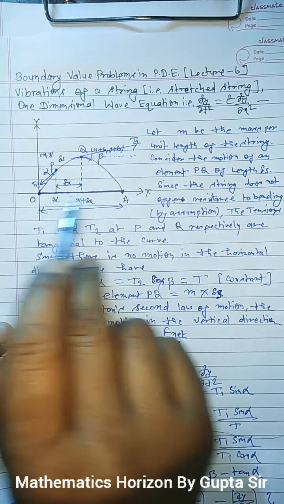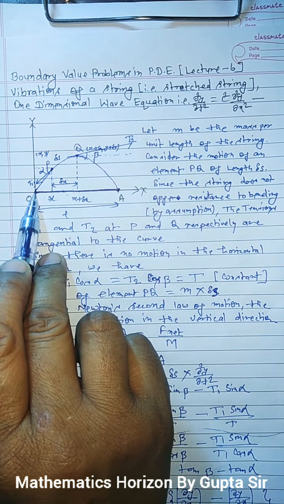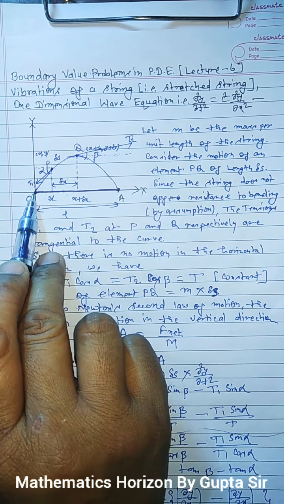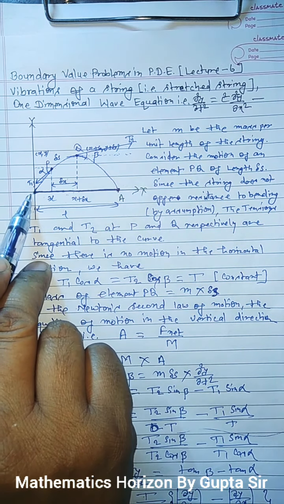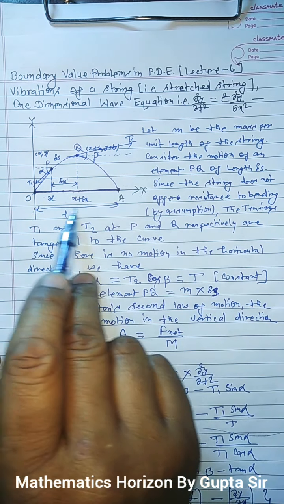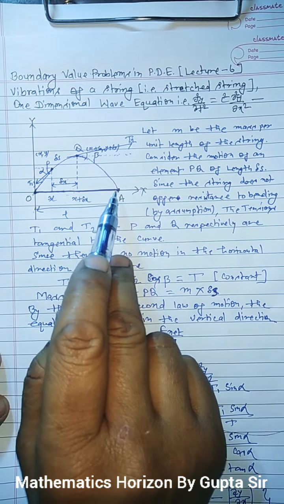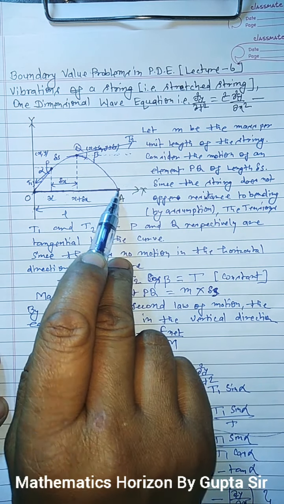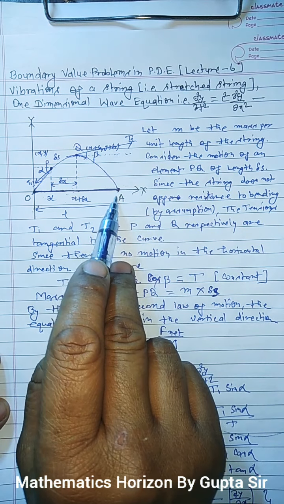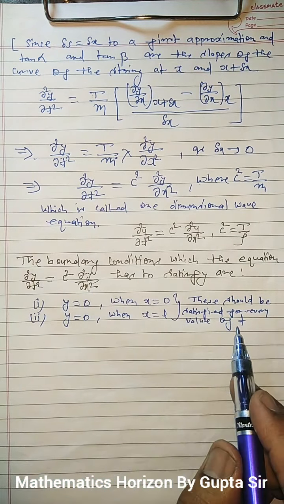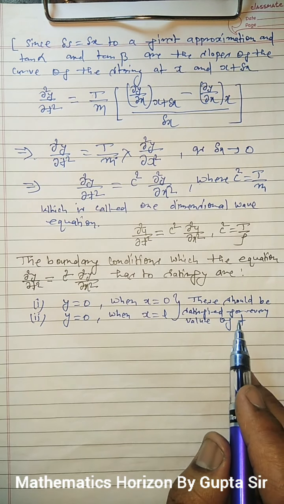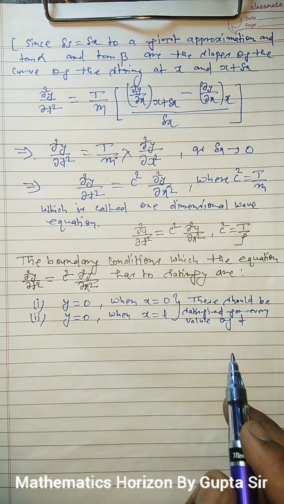Okay, these are the boundary conditions. Here we have y equal to 0 at x equal to 0, here we have the origin, and this is the length of this string. The length of this string is L. Here we have on the x-axis y equal to 0 at x equal to L. These two conditions should be satisfied for every value of t.